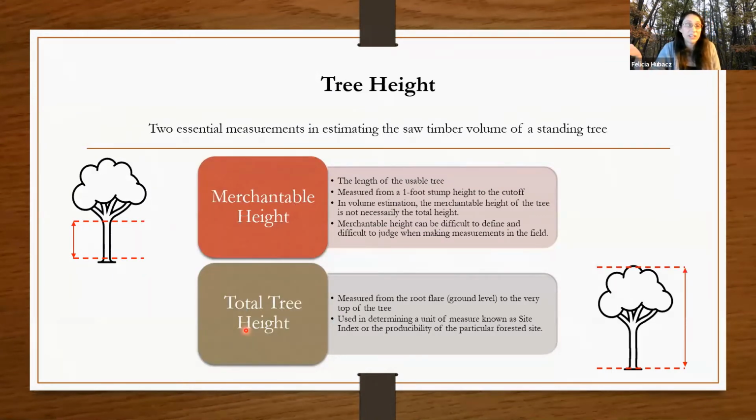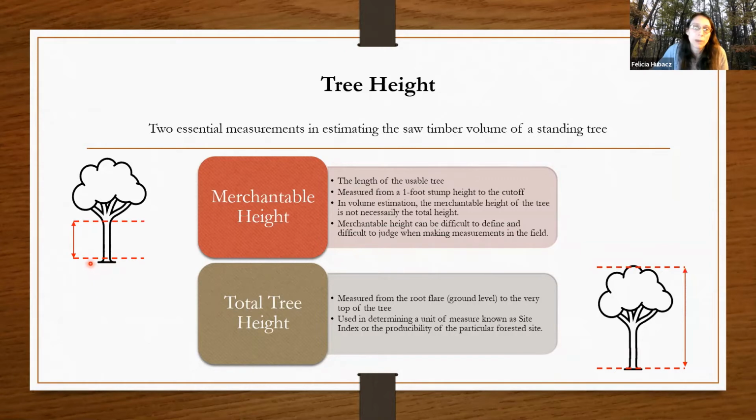All right, so now we're going to talk about tree height. And there's 2 essential measurements when you're talking about tree height. And that's merchantable height and the total tree height. Now, depending on what you're doing, it's going to make a big difference. So the total tree height is very easy. You're getting that from the base of the tree, the root flare, and you're going all the way to the tippity top of that branch. Very easy.